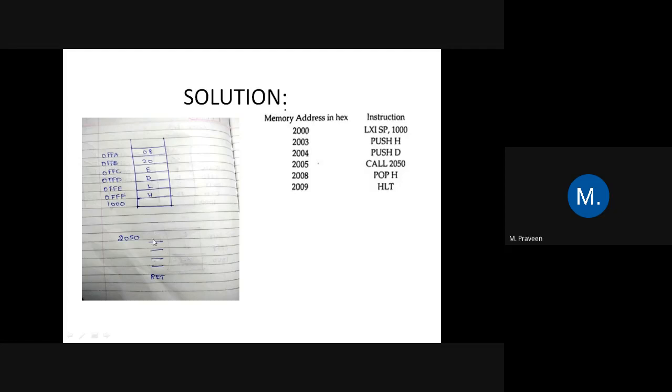Finally, after that instruction, you will have the return instruction. The return instruction is used to return back to the main program. So we are skipping the program from 2005 to 2050. From 2050 we'll have some instructions, and they will be executed. Once they are over, we'll have the return instruction. After the return instruction, the program will be returned back to the main program.